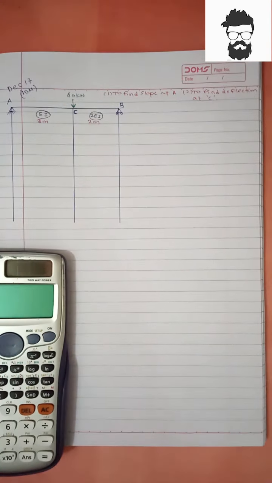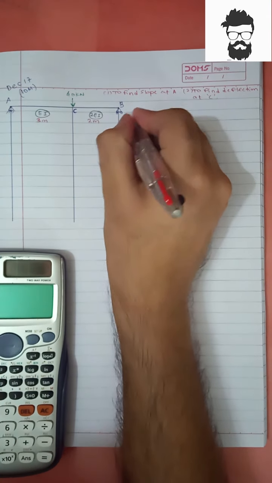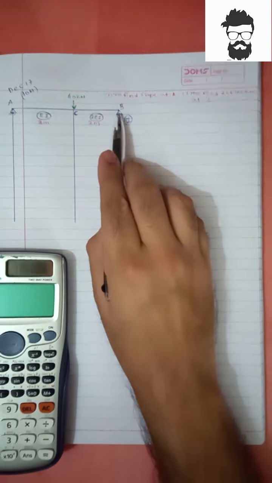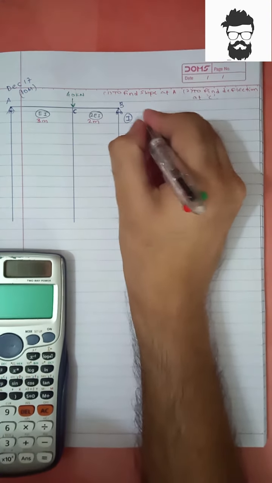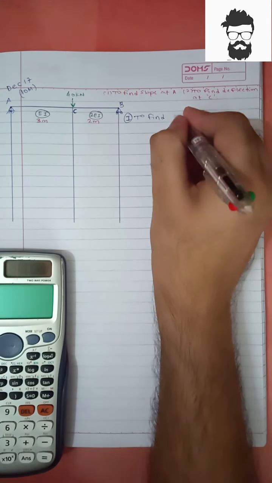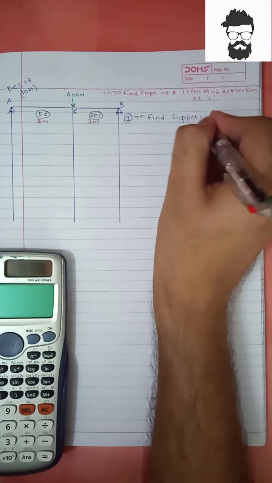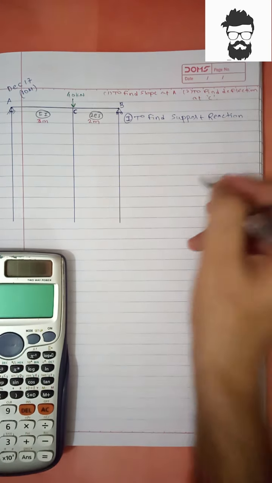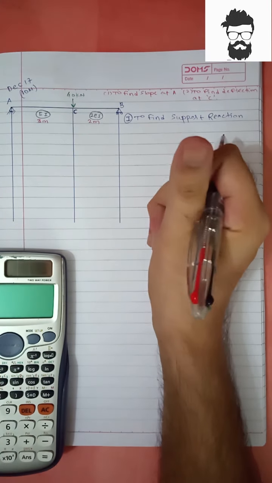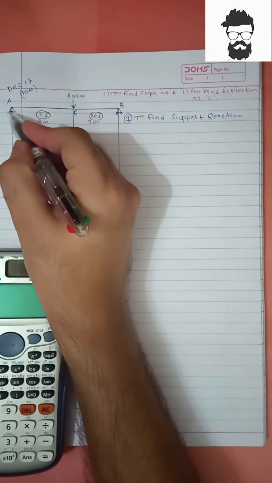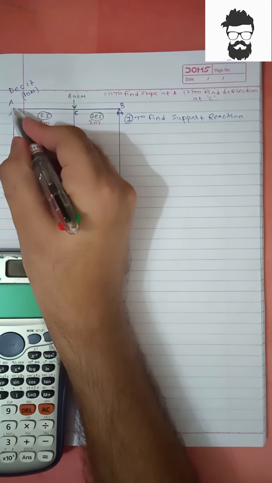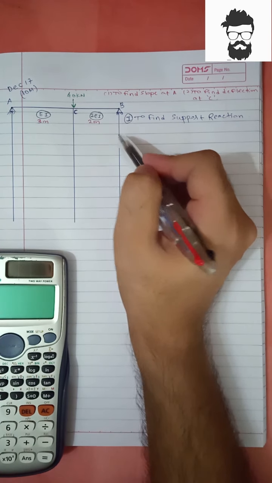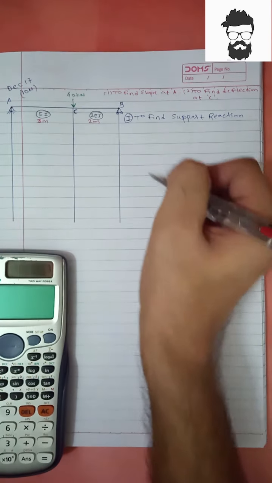So let us start with the solution. The first step for solving a simply supported beam by the conjugate beam method is to find the support reactions. Let us find the support reactions. End A is a hinge support, and at end B there is a roller support. So we need to find VA and VB.